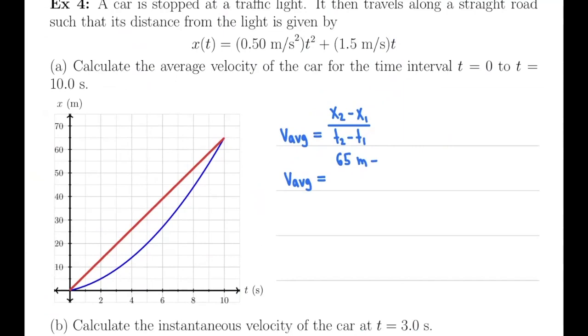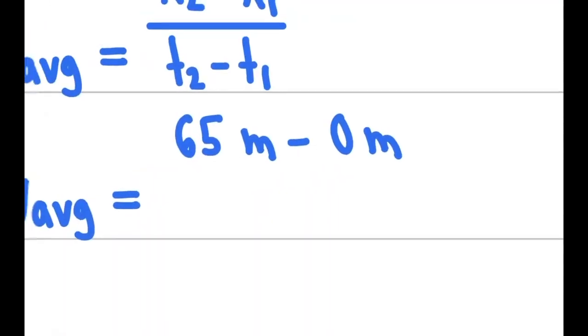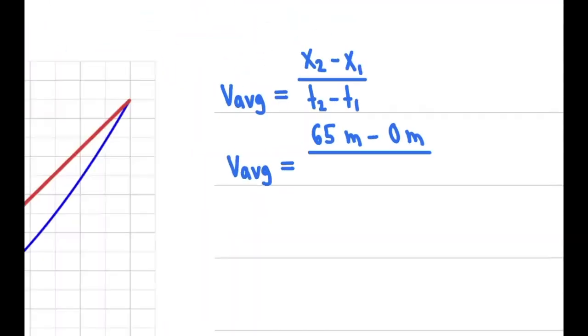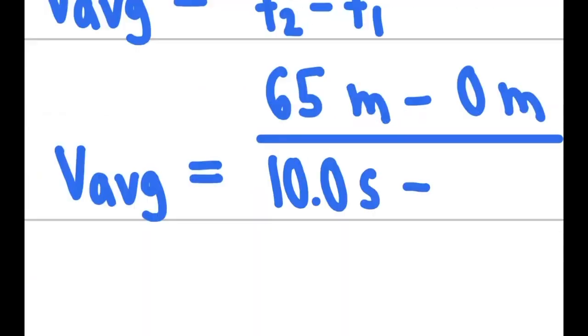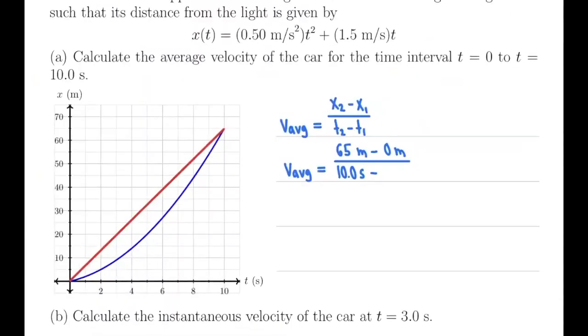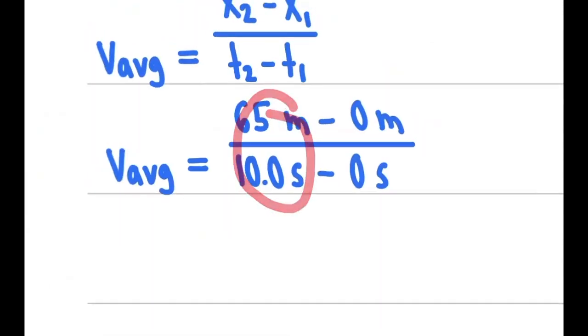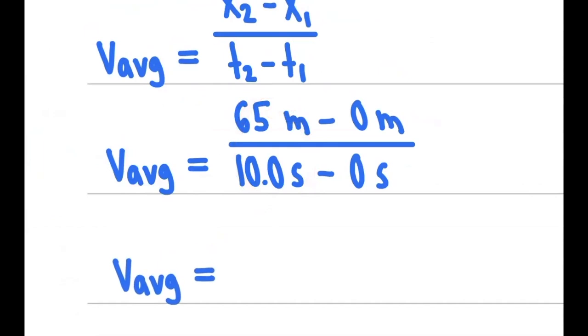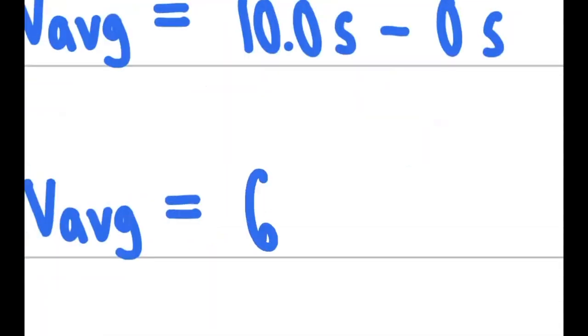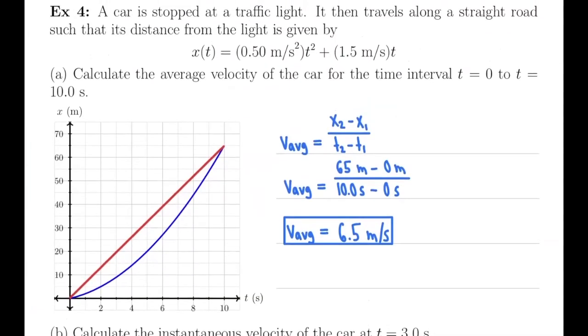Oh no, no. And then x1 it's 0. T2, the final time, is 10 seconds, and the initial time is 0 seconds. So we basically have 65 divided by 10. So the average velocity is going to be 6.5 meters per second. So this is an average value.